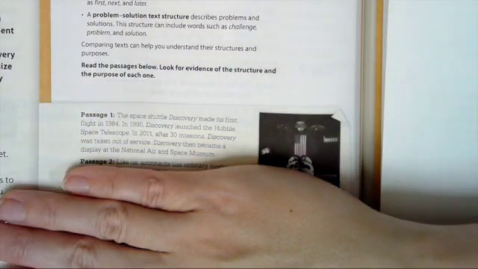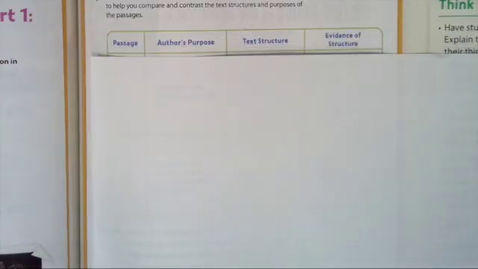So now we're going to look at just that passage, and we're going to do the chart on the following page. The first section of the chart says the author's purpose. So why did the author write that first passage? Well, he probably wanted to inform us about space missions or the shuttle Discovery.